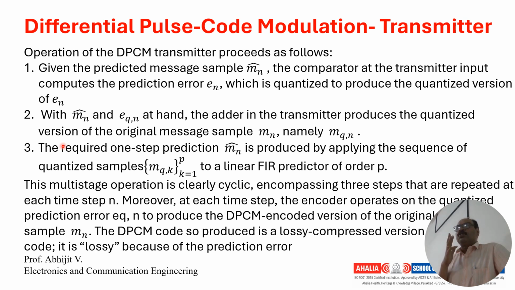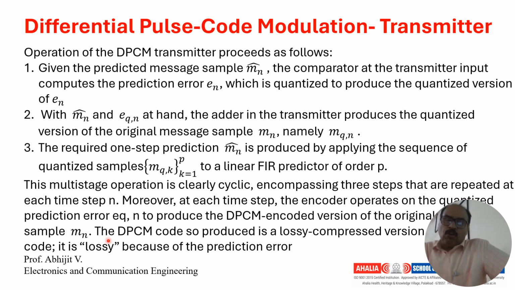So you need to mention the three steps at the transmitter. First is that you are predicting a value in comparison with the original one, and you are finding out the difference. The second stage, what you are doing is that the quantized version is further sampled to get the original sample message called Mn. The third step, we are passing this through a finite impulse response, FIR predictor, to get the output.